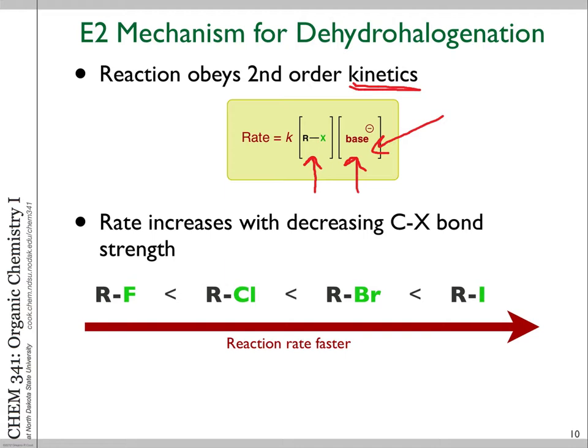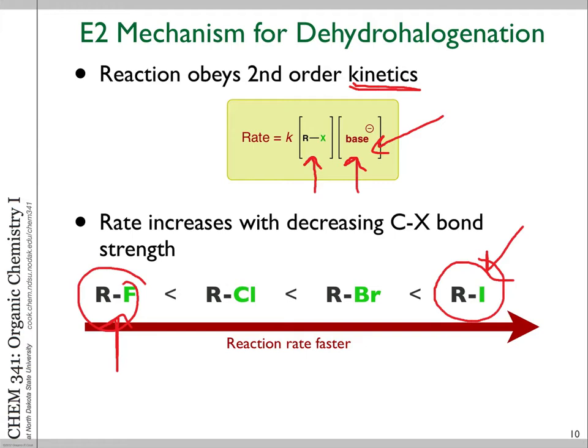The base pulls off the proton at the same time the double bond is forming, at the same time the carbon-halogen bond is breaking. Now the other thing we notice about this is depending on the strength of the bond to the halogen, the reaction gets faster. So alkyl iodides react fastest. Alkyl fluorides, actually they are very difficult to get any reaction at all under this kind of condition.